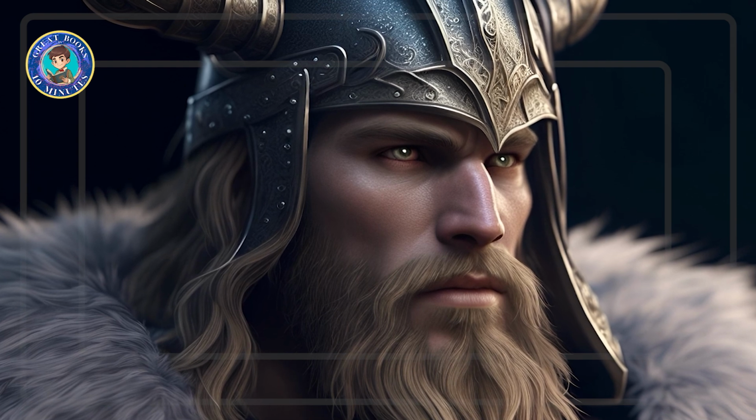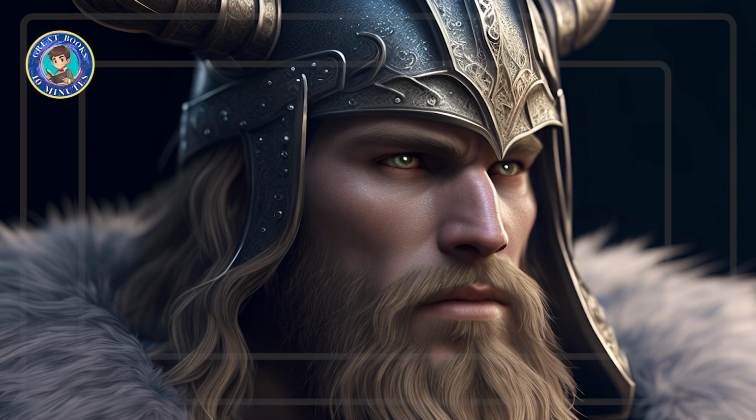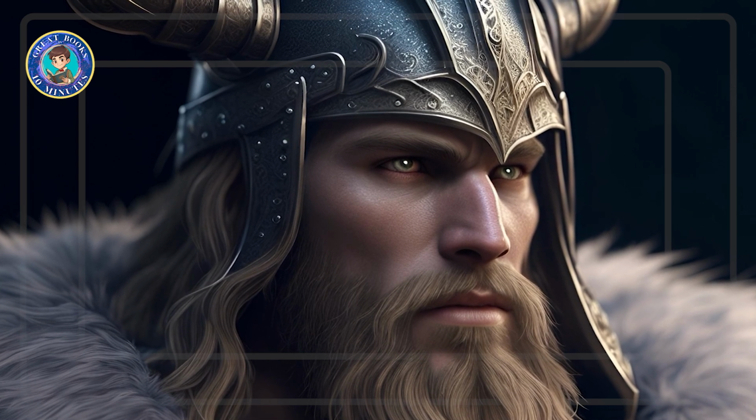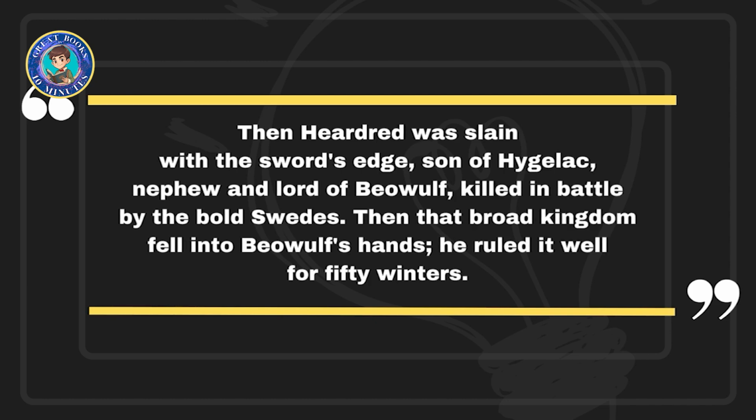Later, when Heardred was killed in an attempt to avenge his father, Beowulf was ultimately accepted as king with the blessing of his people. Then Heardred was slain with the sword's edge, son of Hygelac, nephew and lord of Beowulf, killed in battle by the bold Swedes. Then that broad kingdom fell into Beowulf's hands. He ruled it well for 50 winters.